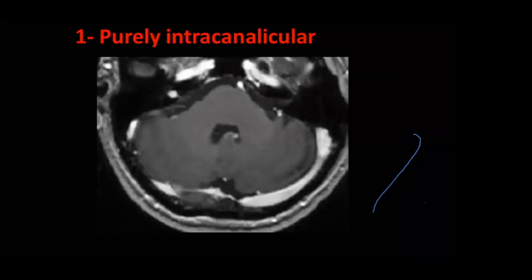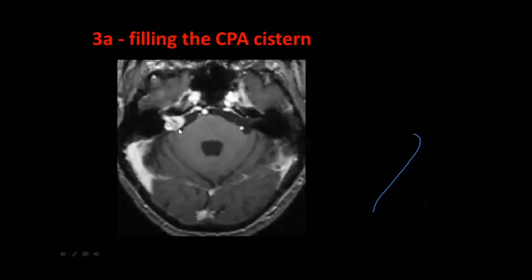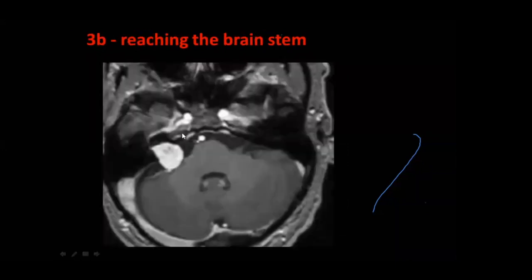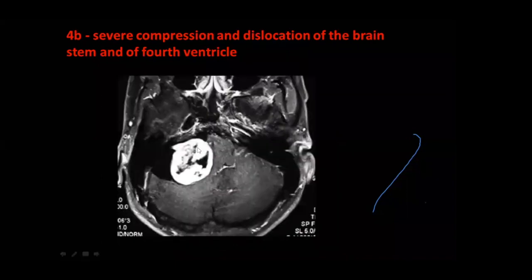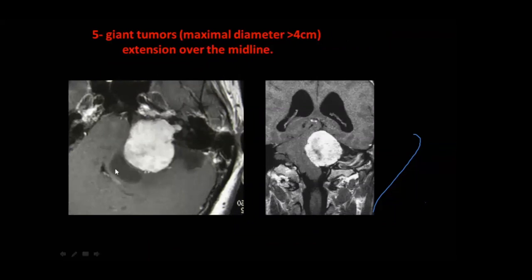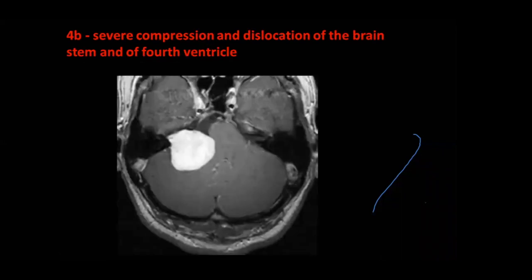So, pure intracanalicular like this, it is inside the canal. This is inside the canal and just reaching the edge of the internal meatus. 3A is filling the cistern but not touching the brainstem. 3B, it is touching the brainstem. 4A is really compressing the brainstem. 4B is really compressing, severe compression with distortion of the ventricular system. And the grade 5 is the giant crossing to the midline. We've mentioned that.